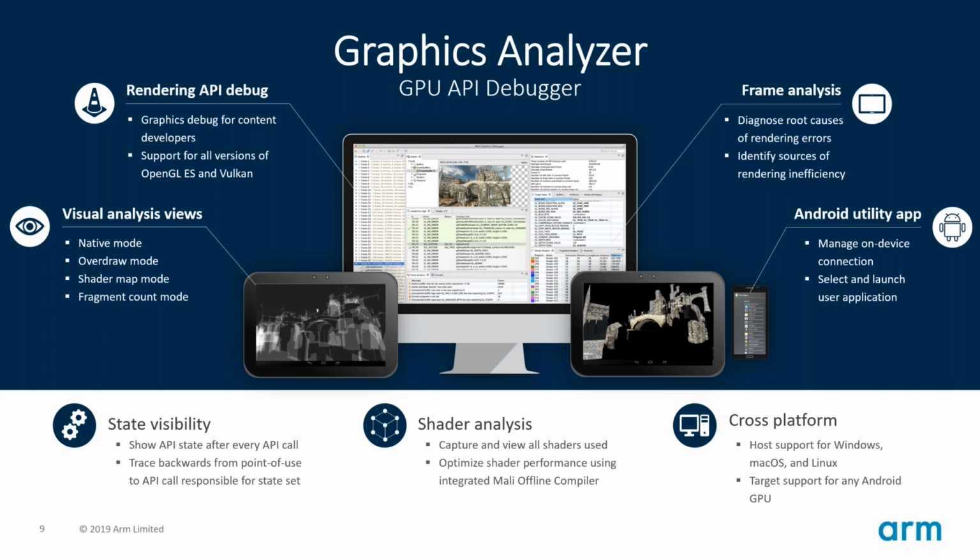In addition, it supports a number of debug visual views, so we can swap in shaders automatically that change how the frame is being rendered. These can show things like overdraw or which shaders are being used to color each pixel.